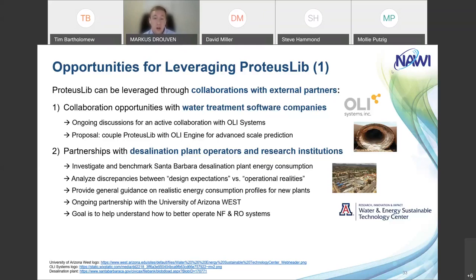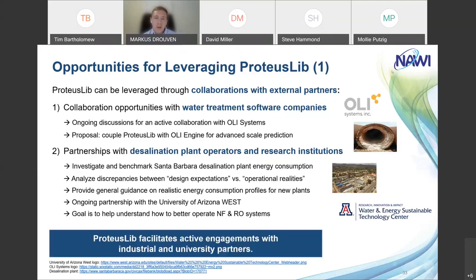On a related note, I should also mention that we're working closely with the University of Arizona West, where we're using ProteusLib to better understand how we can operate nanofiltration and reverse osmosis systems. So the takeaway message here is that ProteusLib allows us to really engage with our partners in industry and academia. Hopefully that's to their benefit, but it also gives us a chance to refine our tools as much as possible.